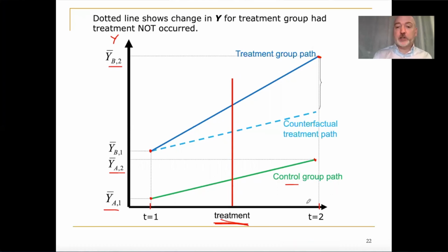So this dashed line here, that's the counterfactual. So it's starting at the original point for the treatment group, but it grows at the rate of the control group path. So it's a parallel line to the control group path. And that distance here between where the treatment group actually ends up versus where they would have ended up if they grew at the same rate as the control group, that is our treatment effect. That's the delta sub DD. That's the difference in the differences.